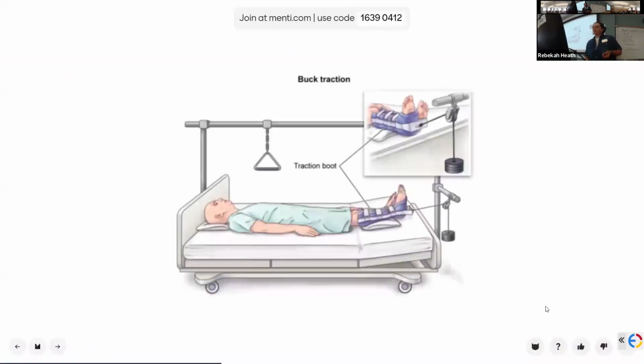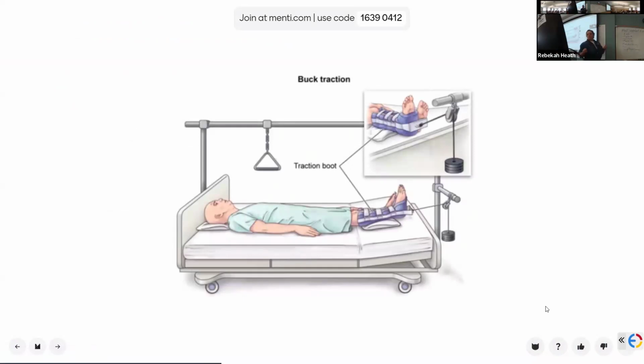So let's say they had a tib-fib fracture and they're waiting to go to surgery. Those bones, we want to keep them aligned, but because of the muscle, it wants to pull those bones together. It causes so much pain, all that crepitus and the bones rubbing together.